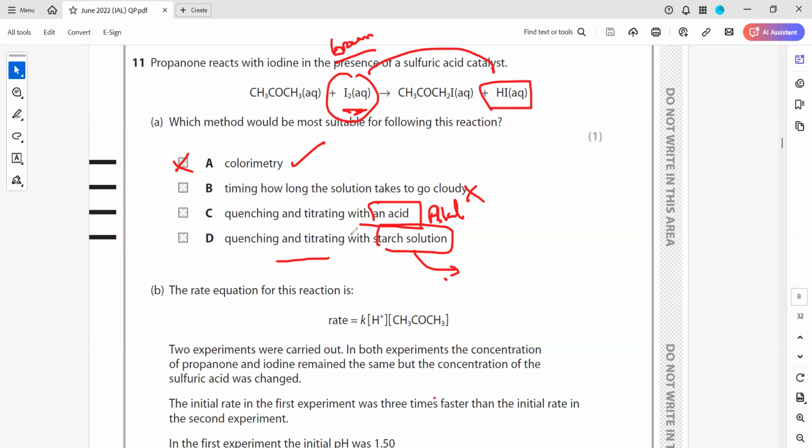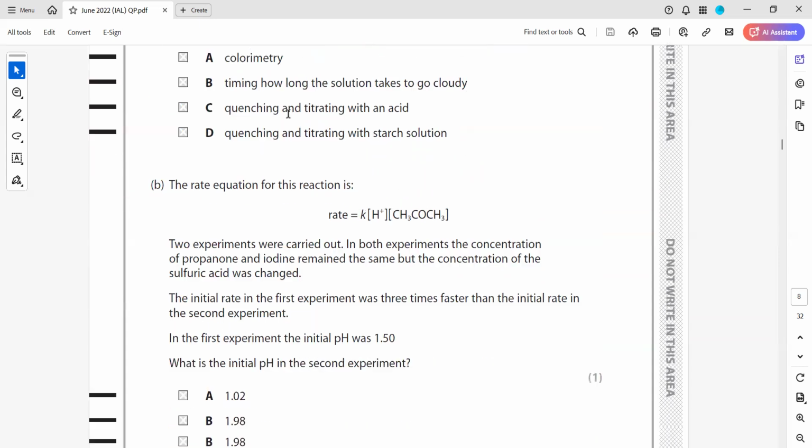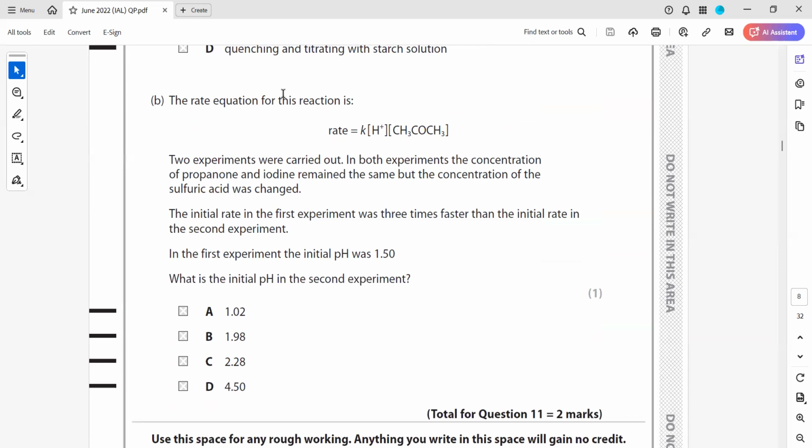The rate of the reaction is shown; as you can see, it is first order with respect to propanol and first order with respect to acid. Two experiments were carried out. In both experiments, the concentrations of propanol and iodine remained the same, but the concentration of acid was changed. The initial rate of the first experiment was 3 times faster than the second experiment. In the first experiment, the initial pH was 1. What is the initial pH for the second experiment?